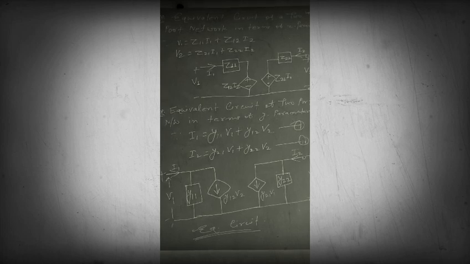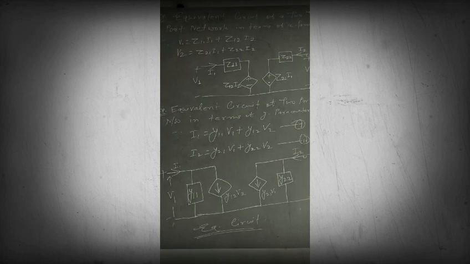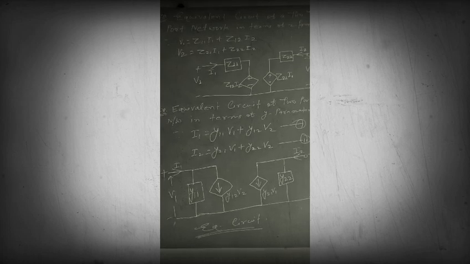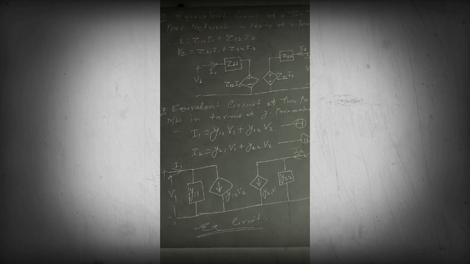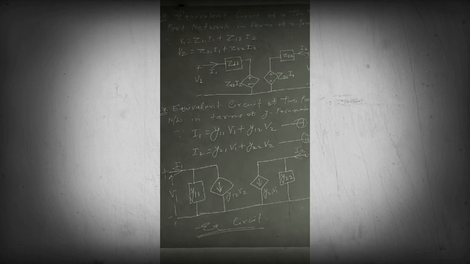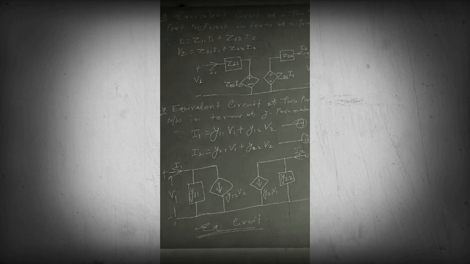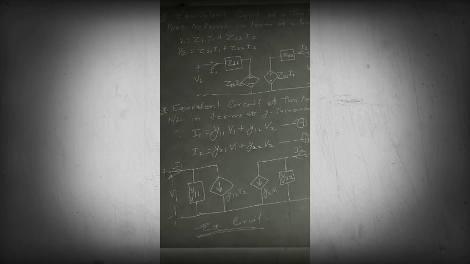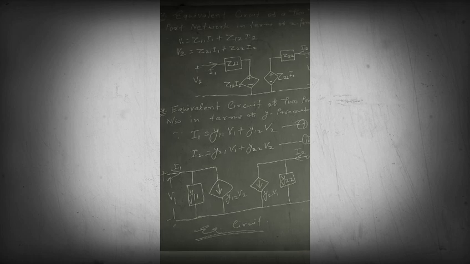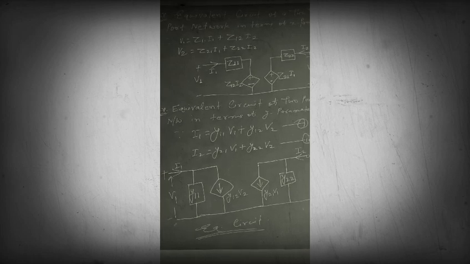There are the steps. The first step is we will write the relations of Z parameters, that is the equation of voltage is V1 equal to Z11 into I1 plus Z12 into I2. Similarly, V2 is equal to Z21 into I1 plus Z22 into I2. Next we have to draw the equivalent circuit in terms of Z parameters. So drawing the equivalent circuit means what?